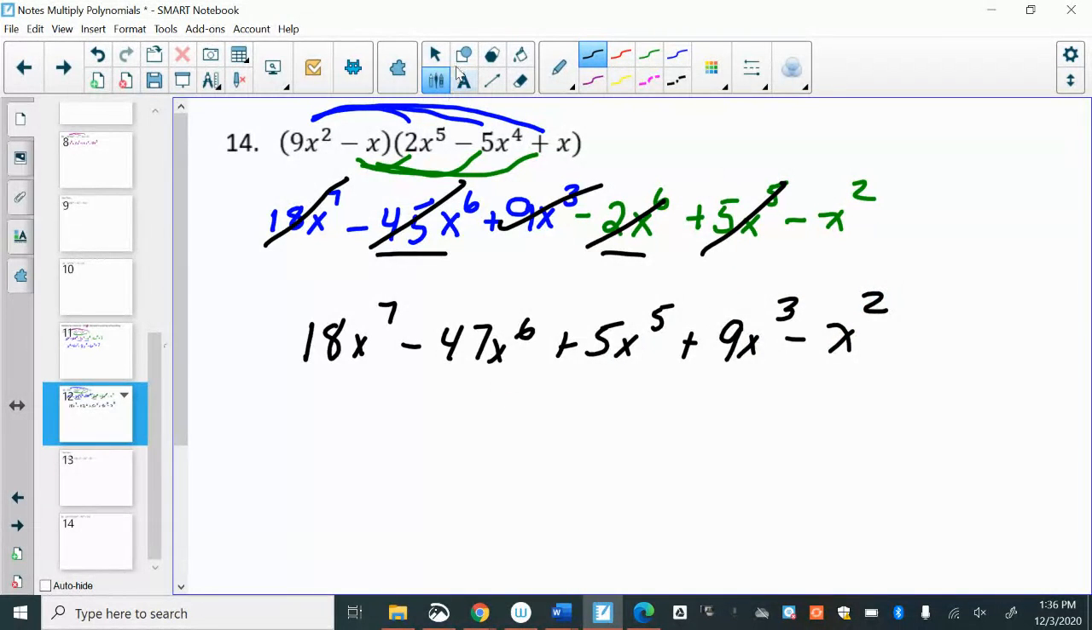And that is how you start multiplying. We will continue in the next unit, but for now, that is our multiplying.